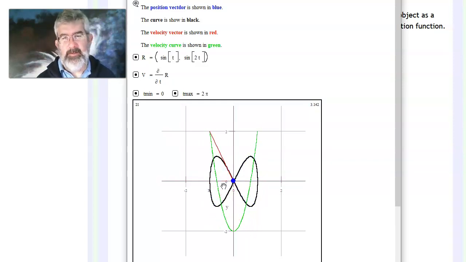So you can see it move. And you can see how, as it passes through the middle right there, and right here, the position vector and the velocity vector are lined up pretty closely, and it's just moving along that straight line.